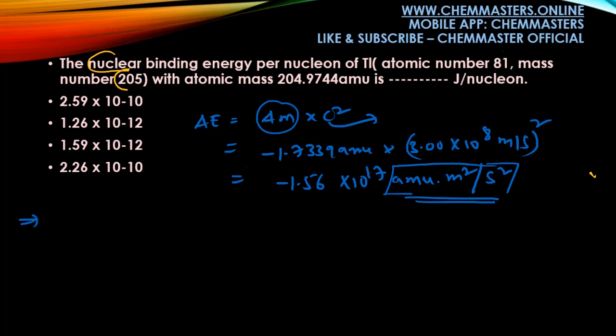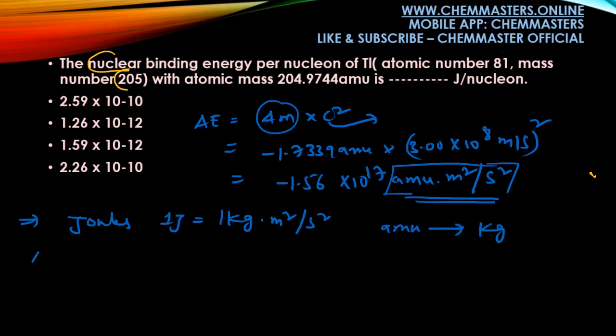So here we have the answer in atomic mass units meter square per second square. We need to convert the units into more familiar energy units, that is joules. Recall 1 joule equals 1 kg meter square per second square. That's why we need to convert atomic mass units into kgs.